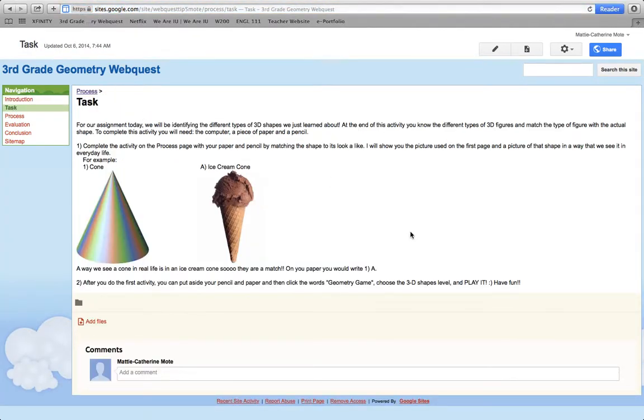This page basically explains what we will be doing in the Webquest, what exactly the activities entail. The first activity we have is to match a shape to its real life look-alike. So my example that I gave was comparing a cone with an ice cream cone. And this activity helps children to see that even though these shapes may seem confusing and they may not understand them right away, they see them in everyday life a lot more than they think that they do. So after they do that, I explain that they could put aside their pencil and paper and then click on the geometry game and play that.